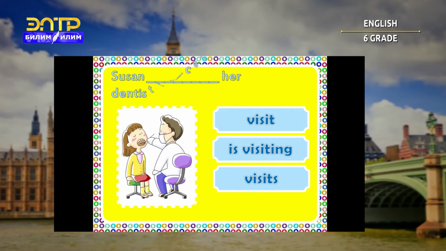What about this sentence? Susan is visiting, visits her dentist twice a year. This is an action that is happening repeatedly, twice a year. So, Susan is she. We should use here present simple. For present simple, we should use verb with ending s or es. The correct sentence is: Susan visits her dentist twice a year.